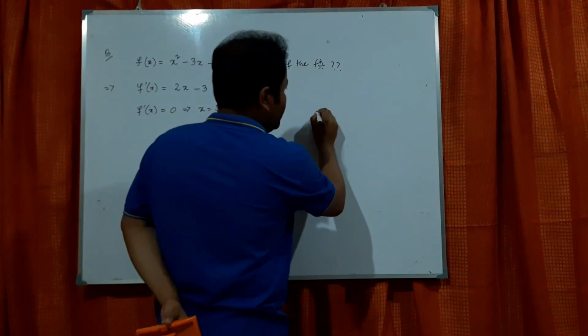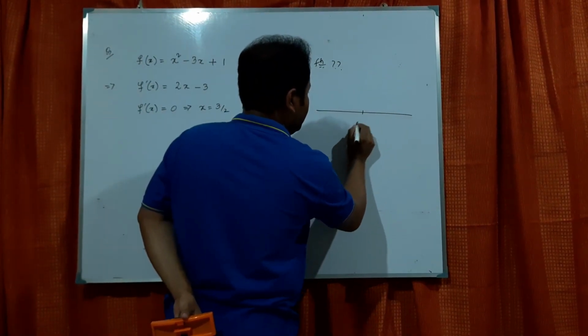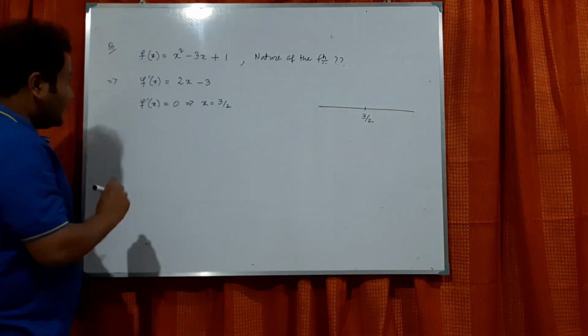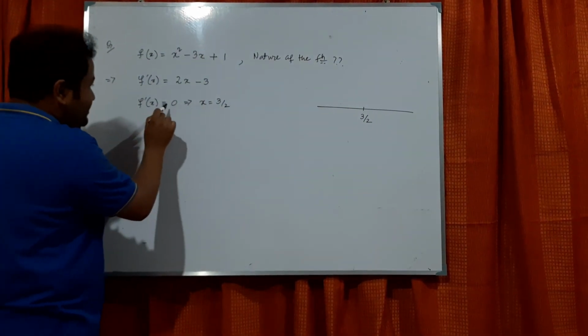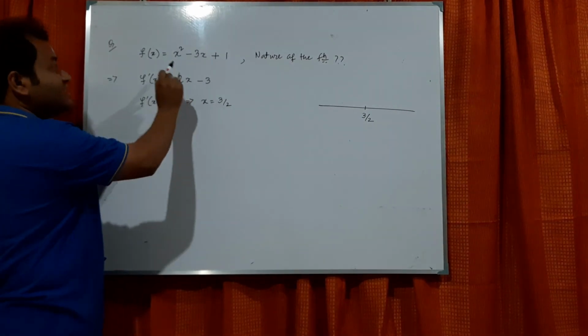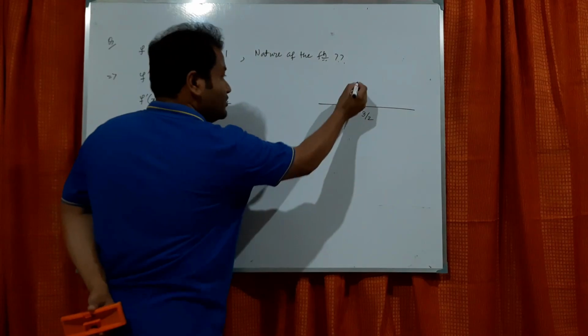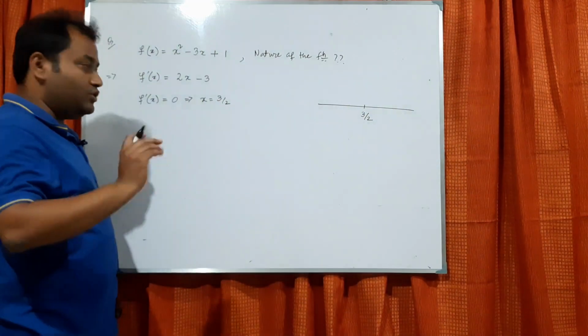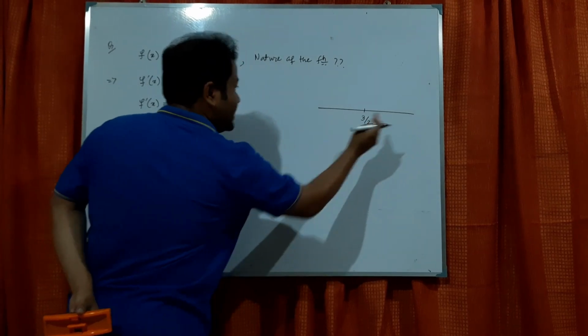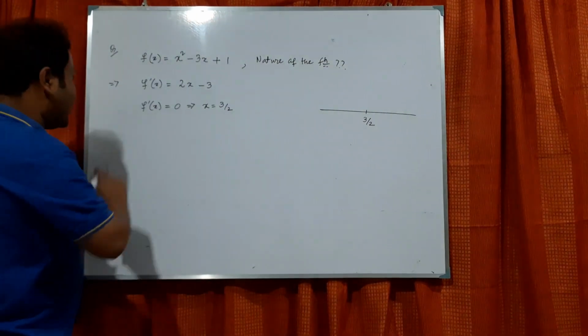So now we have got this number line and we have got the point 3 by 2. So you can understand that f dash x is 0 when x equals to 3 by 2. So the function is constant when x equals to 3 by 2. That we know. Now we have to check the left hand side and the right hand side of that point. How to check that?